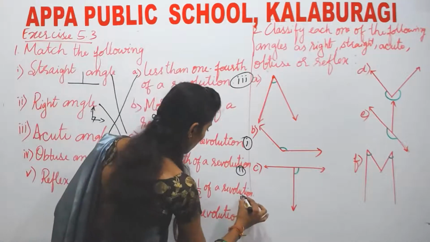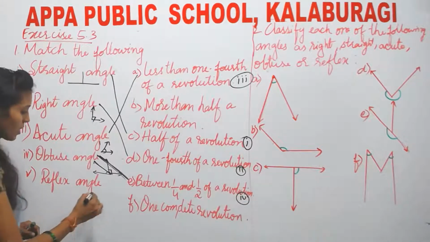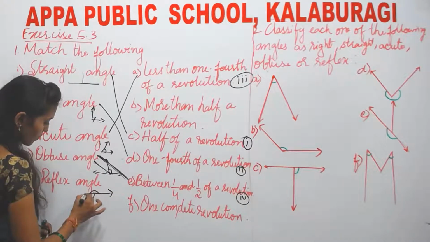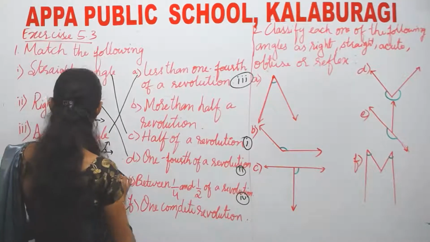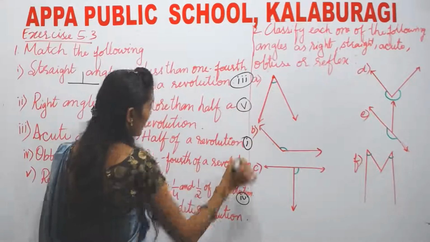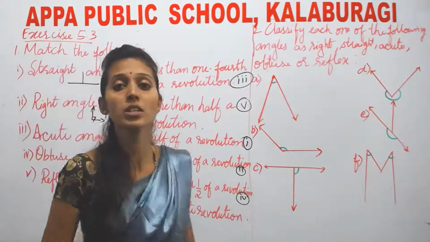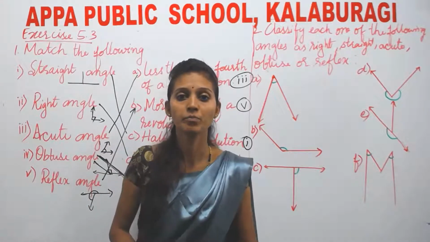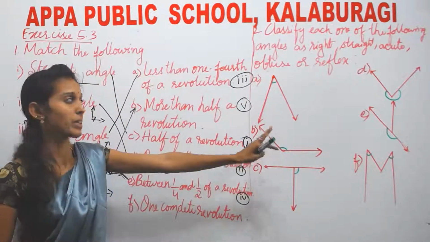So this is 4. Next, reflex angle. A reflex angle means more than half of a revolution. More than a straight angle means more than half of a revolution, isn't it? So this is here. That is the 5th one. And one extra option is given, one complete revolution. One complete revolution represents a complete angle. Okay? Yes. Now, let us go to the next bit.